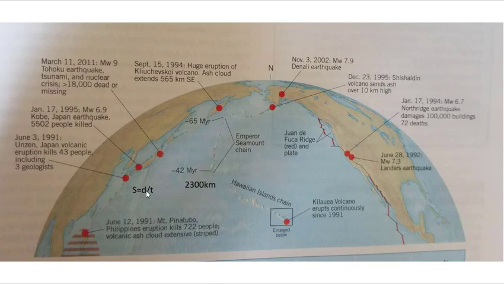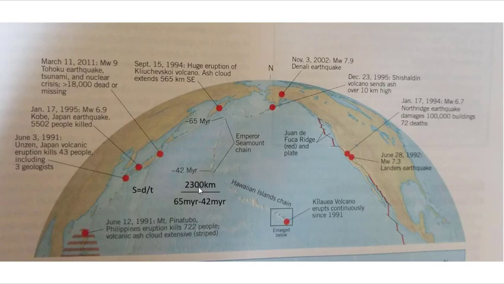Now we need to divide that by time. So what we need to know is how long did it take an island to traverse this distance. Well, we know that this island down here is 42 million years old. We know that that island up there is 65. If I subtract those two, that gives me the time. And so we set this up like that, where I subtract the 42 from the 65, and then I divide 2300 by that.